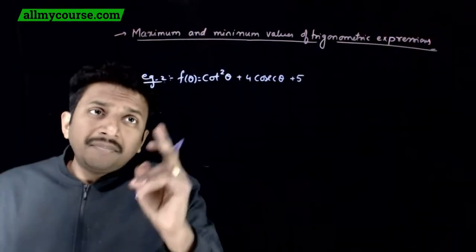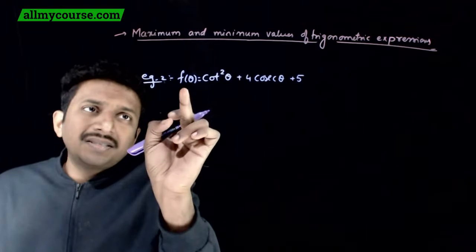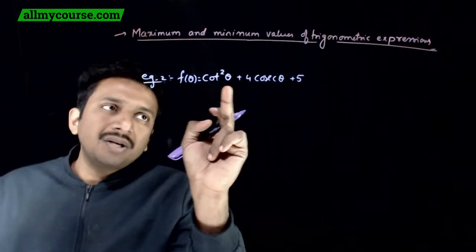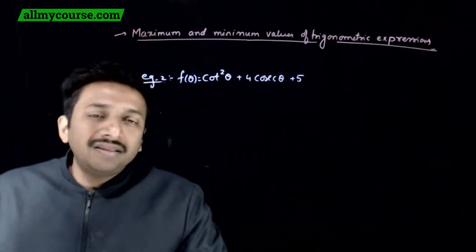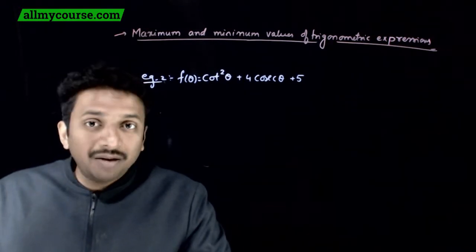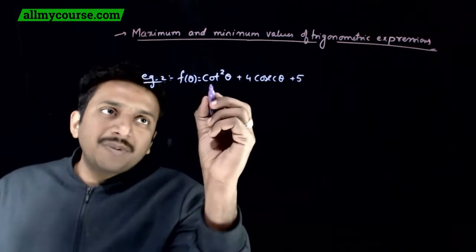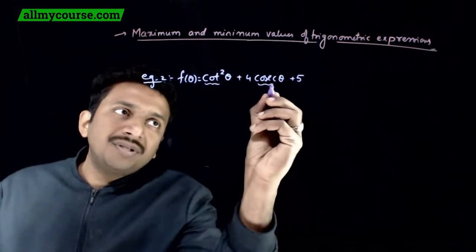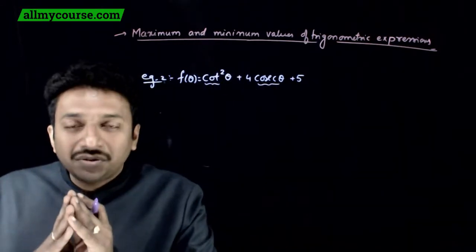So next, in the same type of questions, let us take f of theta is equal to cot square theta plus 4 cosecant theta plus 5. You're asked to find the maximum and minimum value of this expression. Now this expression contains cot and cosecant. You have two different trigonometric ratios.